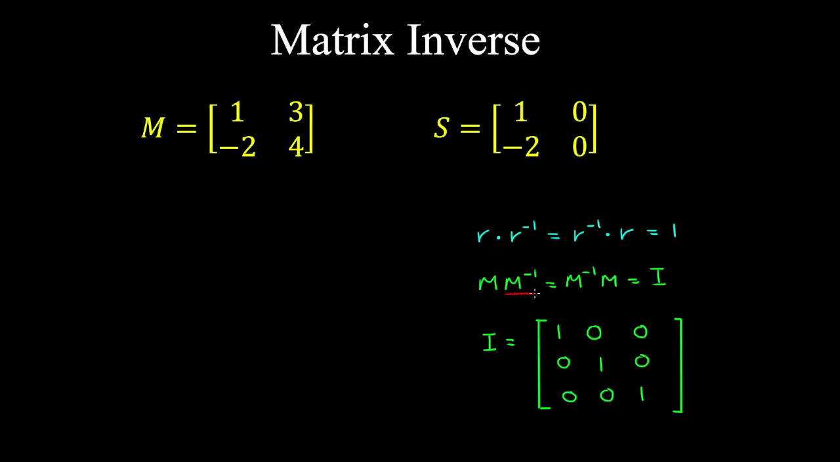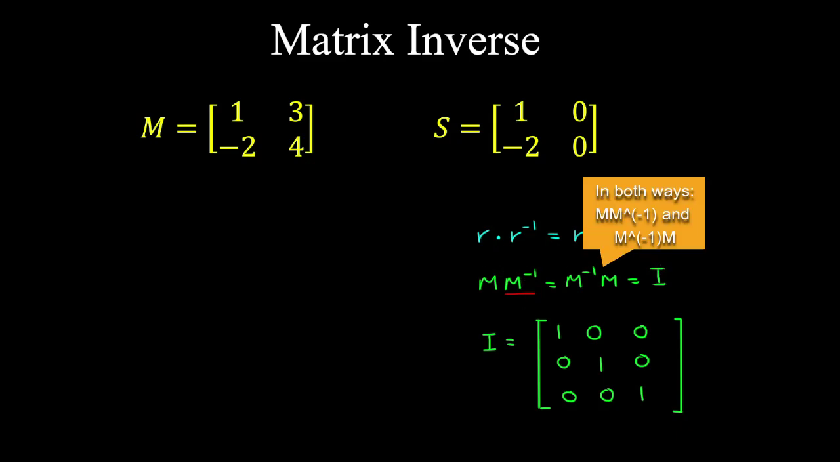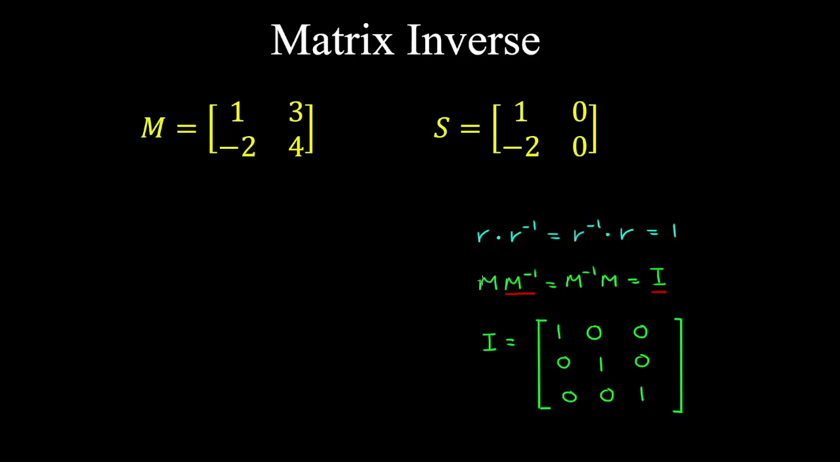Now if we can find this matrix here, that when multiplied by M gives the identity matrix, then M is a square matrix and invertible, or non-singular. Otherwise, if no such inverse can be found, then the matrix M is said to be singular.